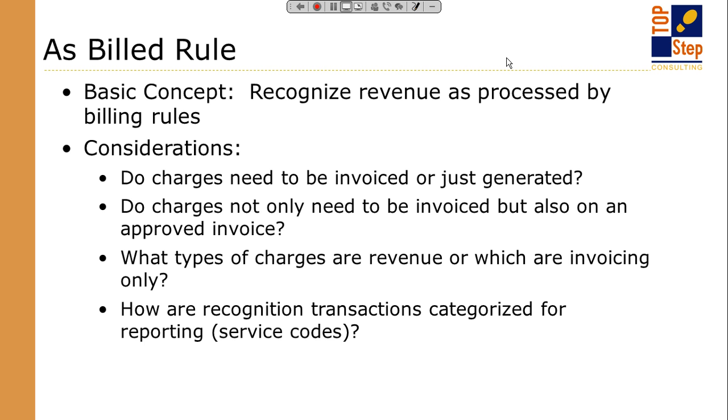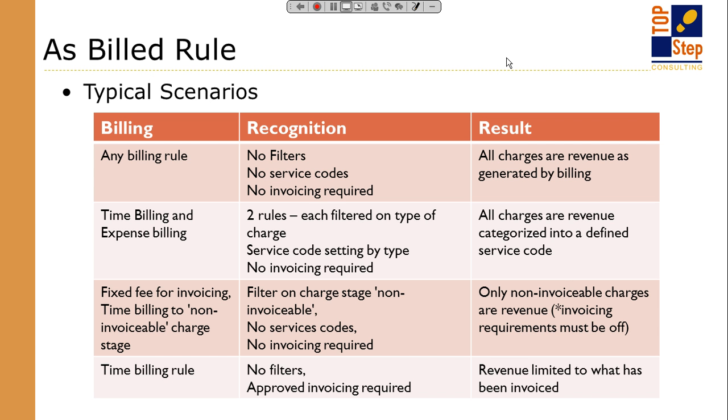So there are typical scenarios. The first, and the easiest, is that anything that comes out of a billing rule I recognize. There are no filters, no service or activity overrides, and you don't have to do any invoicing. It's just whatever comes out of a billing rule you can recognize as revenue. In those scenarios, if 100% of your projects would be recognized as revenue like this, you may not actually need to use revenue recognition in OpenAir. The only caveat is if you have to deal with accounting periods and when the work was done. That may be the only driver for it, and we'll talk about accounting periods a little bit later.